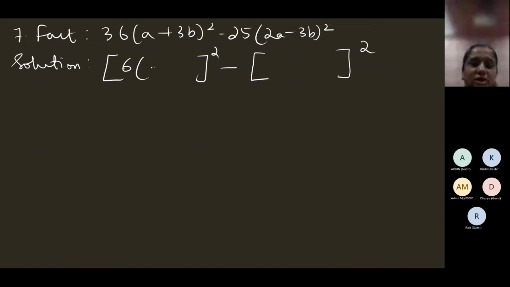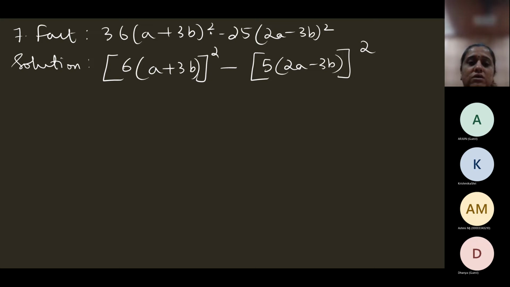So it will be 6 into A plus 3B, and here it will be 5 into 2A minus 3B, because 6 square is 36. See, we are putting a whole square. The square was only for A plus 3B, and now we are putting 36 also under the square. So it should be 6. 6 square is 36, A plus 3B the whole square. 5 square is 25, 2A minus 3B the whole square.